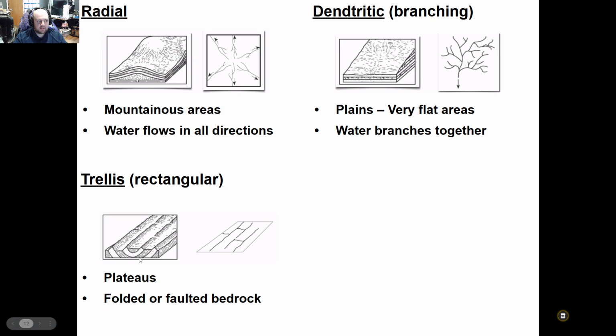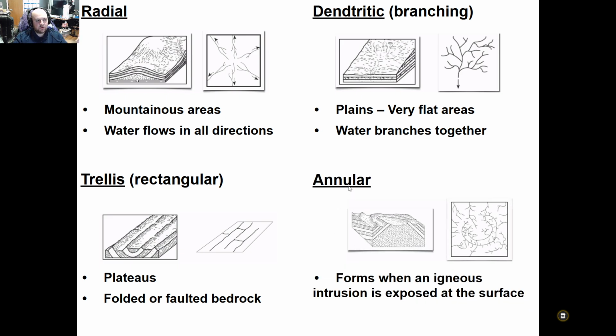So if we look at these rock layers, as the rock has been bent and eroded away, we see the ability of the water to flow along these flat lines here, making this rectangular pattern. So we call that trellis. Okay, and finally we have annular.